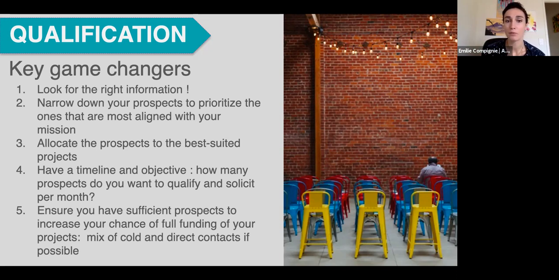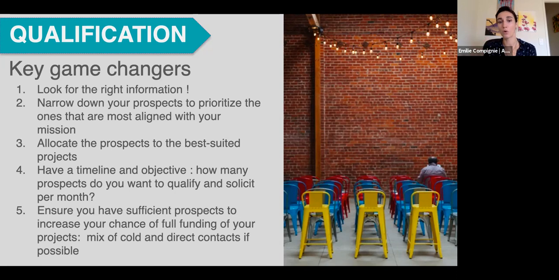Have a timeline and objective. How many prospects do you want to qualify and solicit per month? So that's always good in terms of how to move forward with fundraising, because sometimes it stays a little bit on the side. And then when we realize that we need some funds, then let's do some fundraising. So it's more about being a bit more strategic. Even if you don't do lots of them per month or per week, that's fine, but actually try to have some objectives. And ensure you have sufficient prospects to increase your chance of full funding of your project.